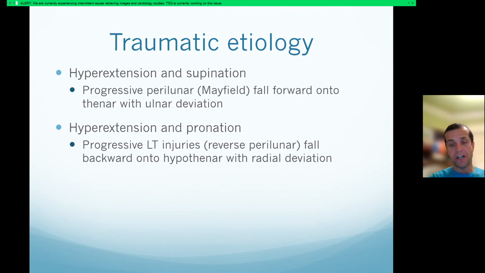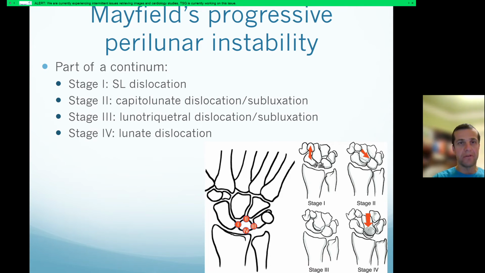The etiology for such injuries is always a high-energy trauma, which could be a fall on hyperextension and supination, when we fall forward onto the thenar area with the wrist in ulnar deviation, versus a fall backward, also in hyperextension, but in pronation this time, when we fall on the hypothenar area with the wrist in radial deviation.